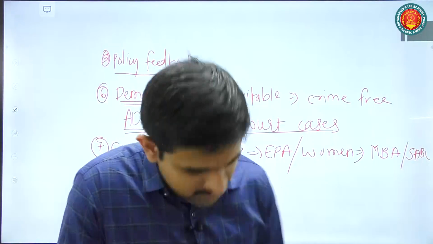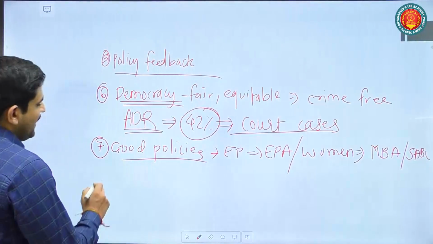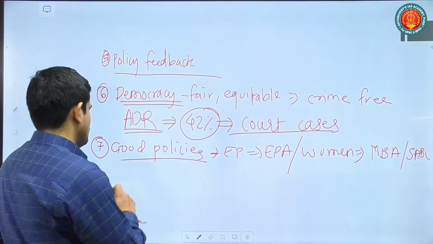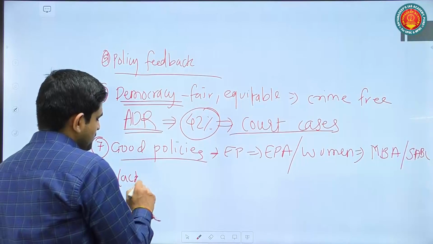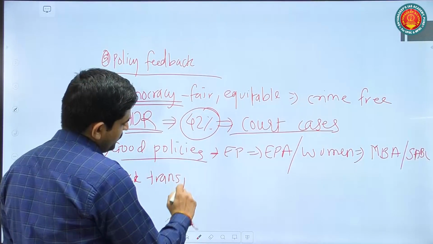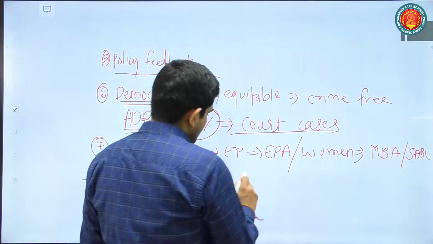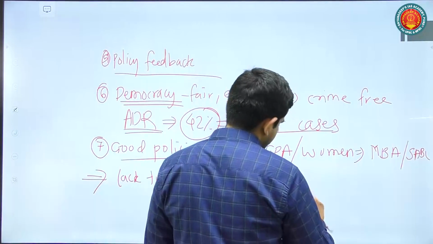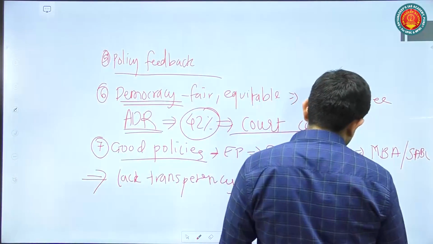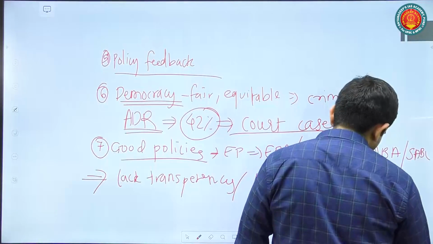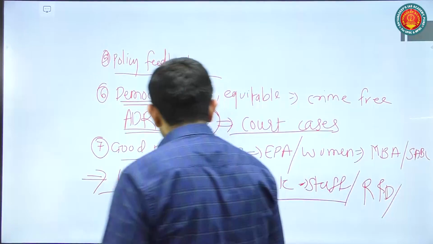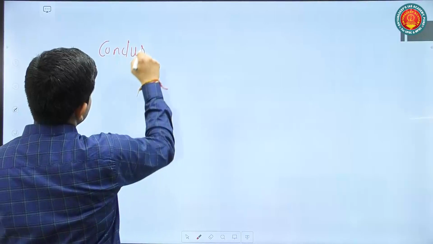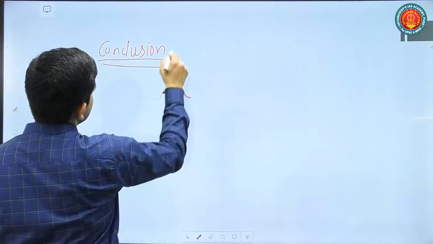Okay, so this is a short note that you can write, and just in one or two sentences you can mention. However, NGOs are facing issues like lack of transparency in funding, lack of dedicated staff, and lack of proper research and development in their areas. For this, you can give a solution in your last part, that is, in the conclusion part.